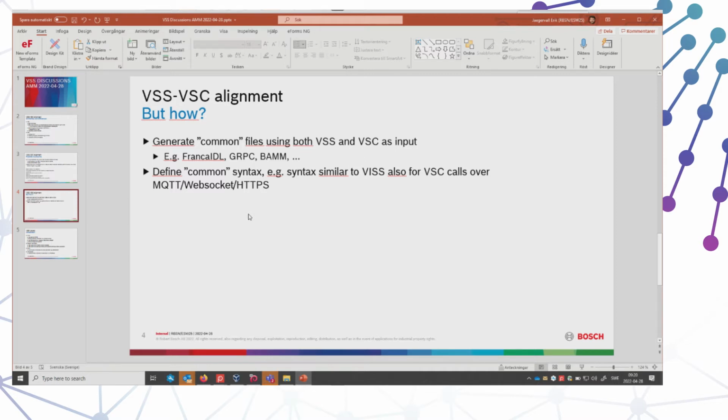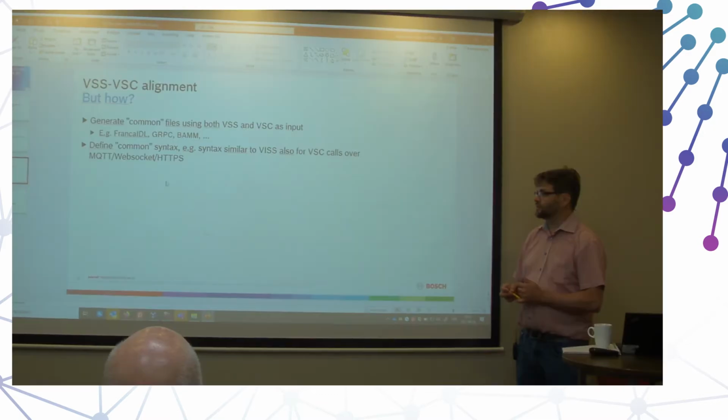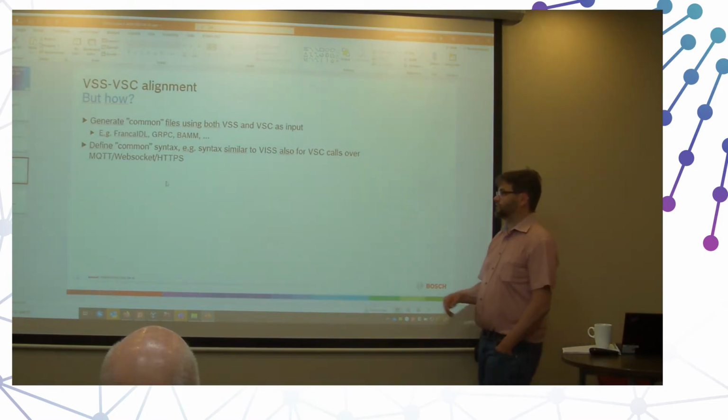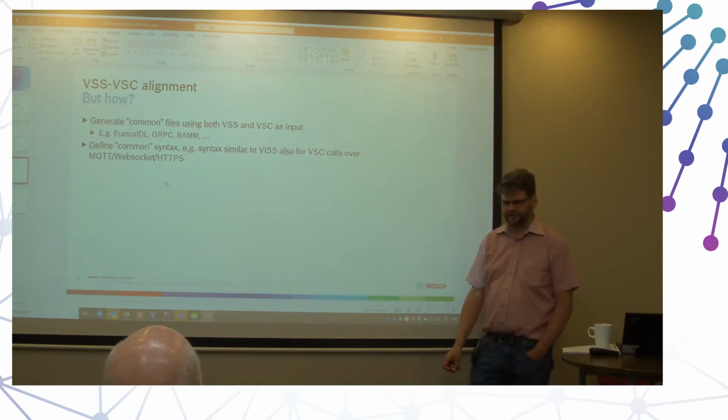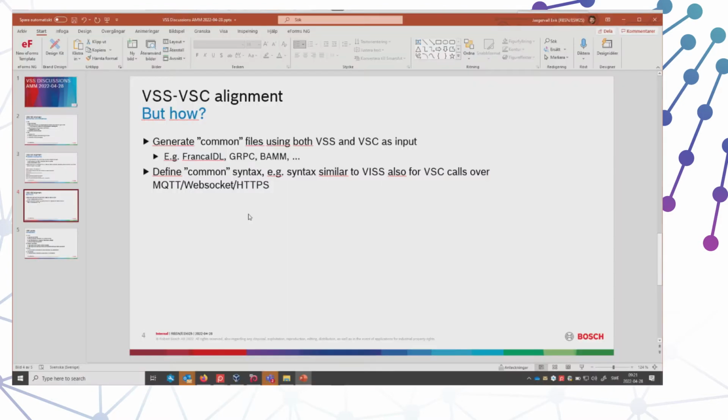Well, one way is, at some point, that you generate some common files. And when I say common files, that could be some other description like Franca, gRPC, BAM, something that is used by another framework. But it could, of course, also be so that you take VSS and VSC and join them together and generate a header file in C++, Rust, whatever. And if we look at this, because that is so far I think the only standardized way of accessing VSS. Is that the correct description?